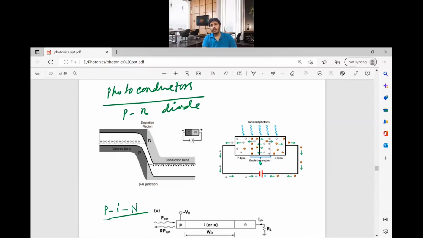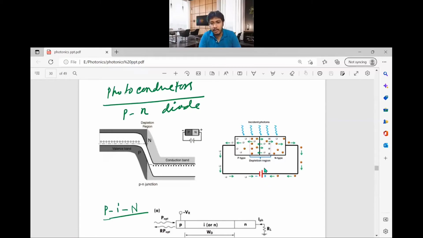Okay. So now if the photons are hitting this surface, they will generate electron and hole pairs. So you have the internal electric field that is from N side to P side. So electrons will be directed in this direction, and holes will be directed in this direction. Electrons will be directed from left to right, and holes from right to left within this internal electric field in the depletion region.